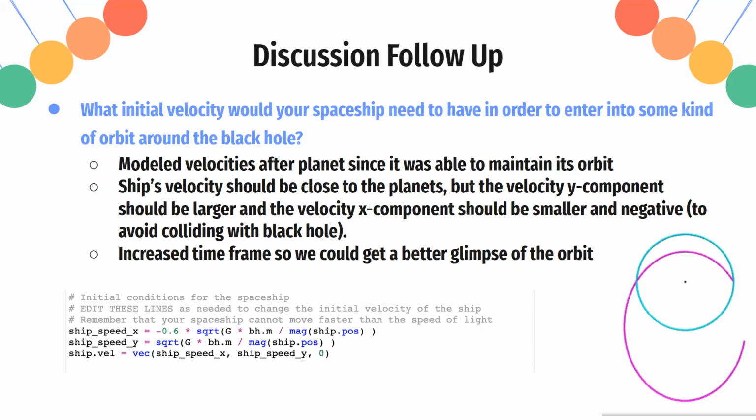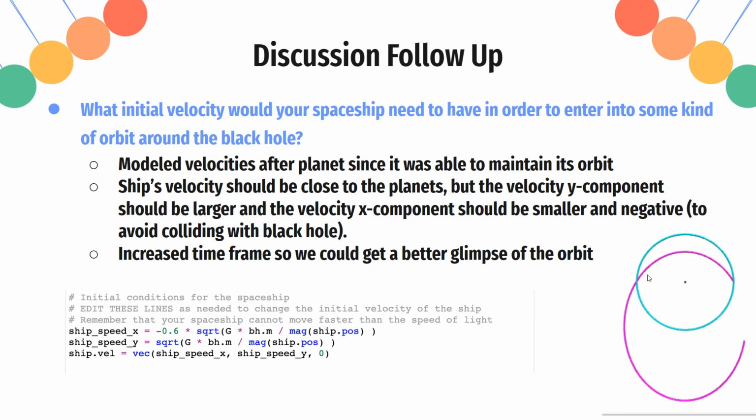And the final question is, what initial velocity would your spaceship need to have in order to enter into some kind of orbit around the black hole? So we want to model velocities around the planet because the planet, of course, is able to maintain its orbit around the black hole. And we want the ship's velocity to be close to the planet's, but we want the y component velocity to be larger and the x component velocity to be smaller and negative, because we want to avoid colliding with the black hole.